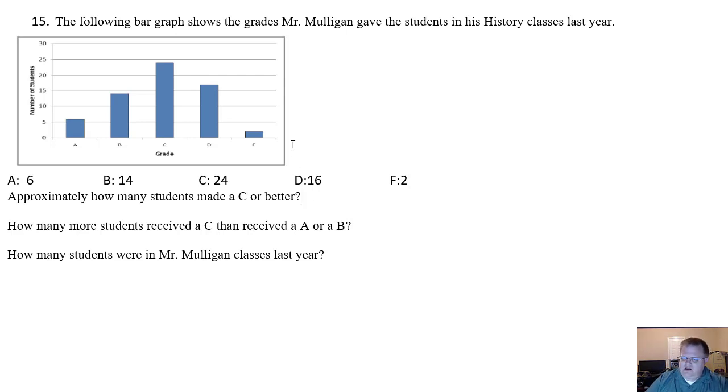So having those numbers before I look at the questions is going to help me do a little bit better job estimating. So approximately how many students made a C or better? What I'm really asked is what's 24 plus 14 plus 6? So let's see, that's 44.